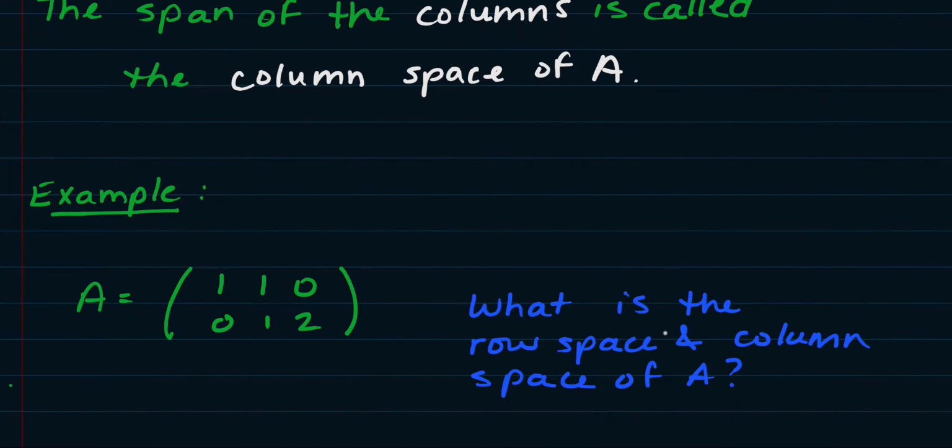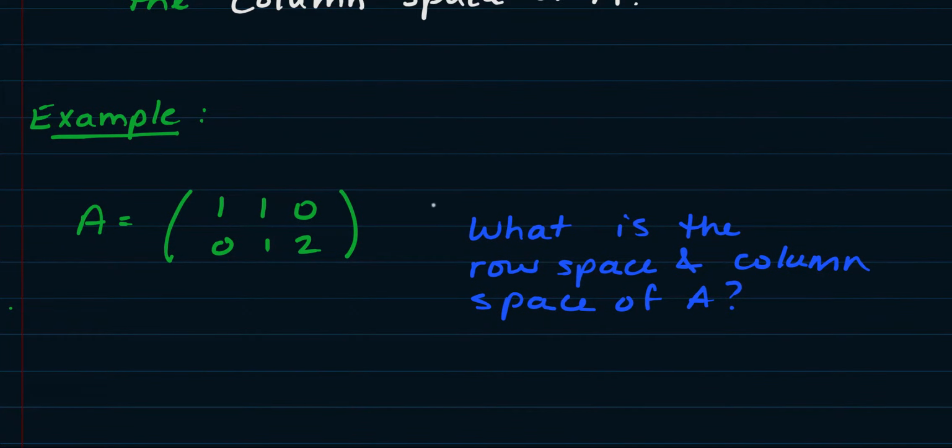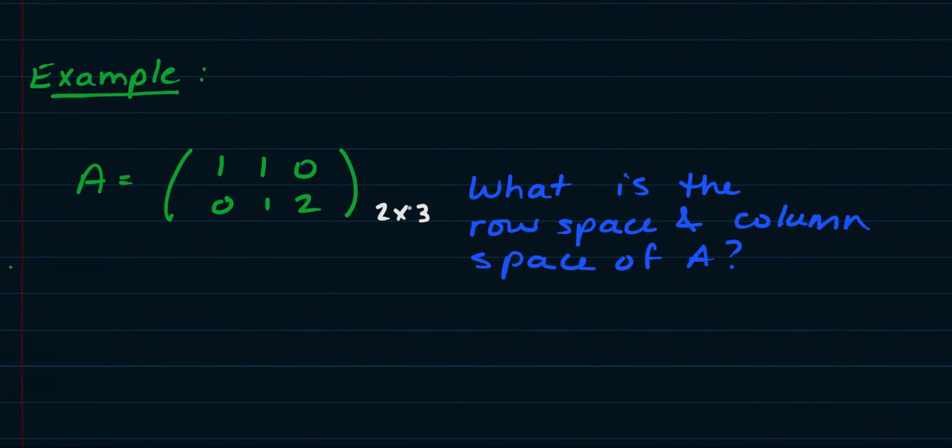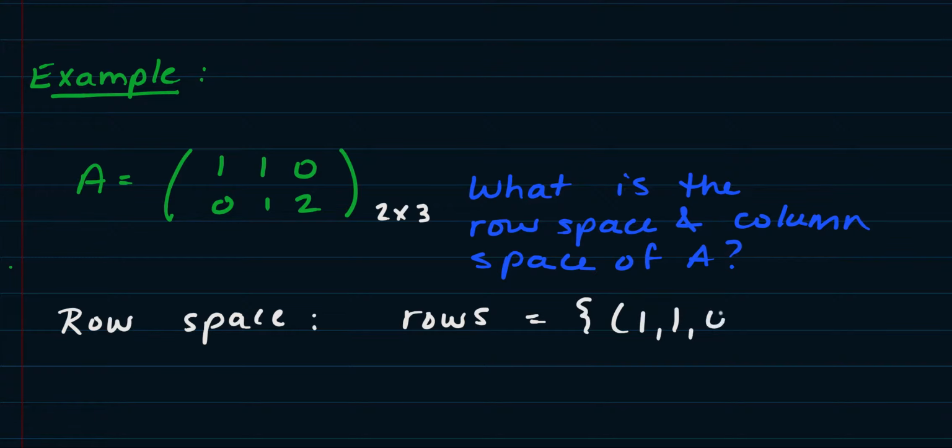Let's look at an example. Let's say that we have this 2 by 3 matrix, 1, 1, 0, 0, 1, 2. I want to know what the row space and the column space of A are. So let's start with the row space. Well, the rows are 1, 1, 0, and 0, 1, 2. What is the span of these two rows?